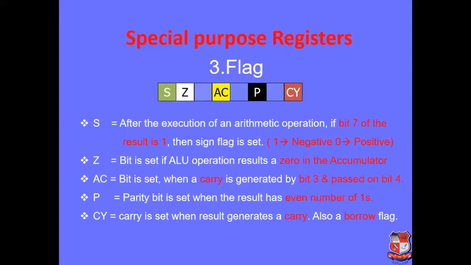If carry is generated from 3rd bit to 4th bit in operation, then auxiliary carry flag is set. Otherwise, it is 0. Next flag is parity flag. If the number of 1s in a result is even, then parity flag is set, otherwise reset. And last flag is carry flag. Carry flag is set when result generates a carry, means we get carry from D7 to carry flag. Then it also works as a borrow flag. These flags are affected by arithmetic and logical operations.